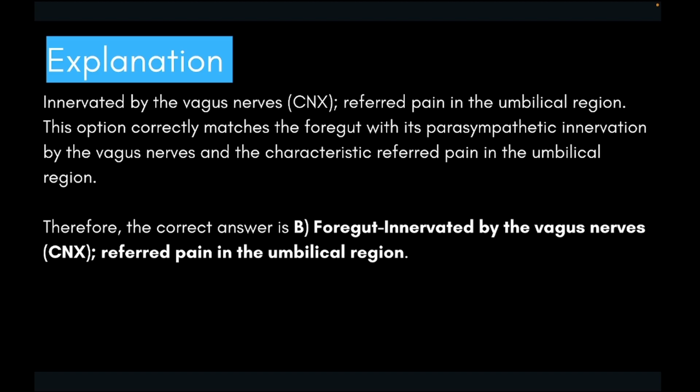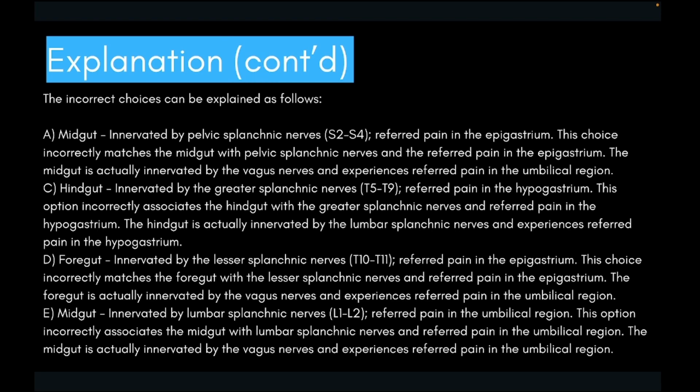You just had to memorize the third slide to get the answer right and reason your way through why the other options are incorrect. And let's go see why the other answers are incorrect. Midgut innervated by pelvic splanchnic nerves, referred pain in the epigastrium. This choice incorrectly matches the midgut with pelvic splanchnic nerves and the referred pain in the epigastrium. The midgut is actually innervated by the vagus nerves and experiences referred pain in the umbilical region.